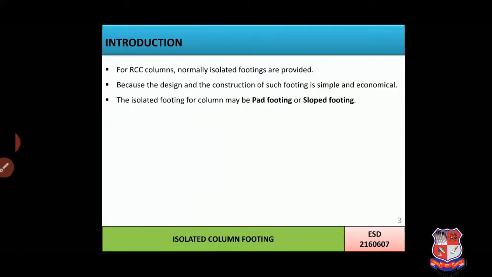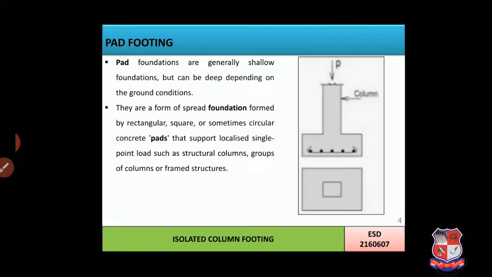Now, talking about axially loaded footing, that is, for RCC column, normally isolated footings are provided because the design and the construction of such footing is very simple and economical. The isolated footing for the column may be pad footing or slope footing. Starting with the first one, pad footing.